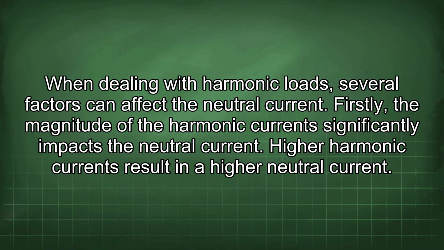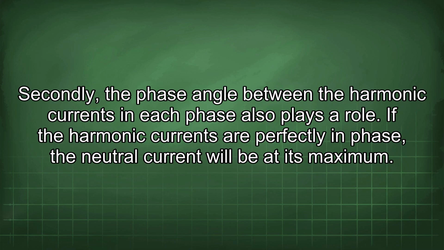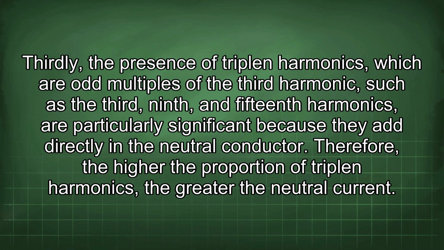When dealing with harmonic loads, several factors can affect the neutral current. Firstly, the magnitude of the harmonic current significantly impacts the neutral current. Higher harmonic currents result in a higher neutral current. Secondly, the phase angle between the harmonic currents in each phase also plays a role. If the harmonic currents are perfectly in phase, the neutral current will be at its maximum. Thirdly, the presence of tripling harmonics, which are odd multiples of the third harmonic, such as the third, ninth, and 15th harmonics, are particularly significant because they add directly in the neutral conductor. Therefore, the higher the proportion of tripling harmonics, the greater the neutral current.